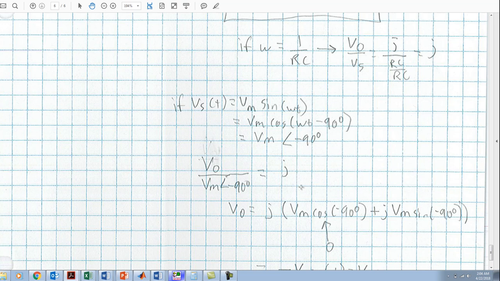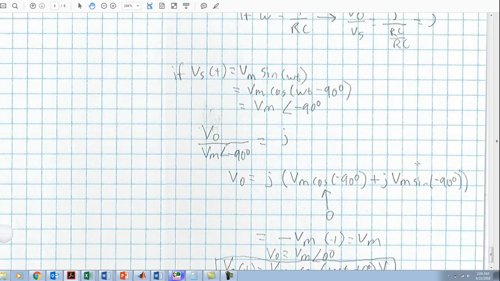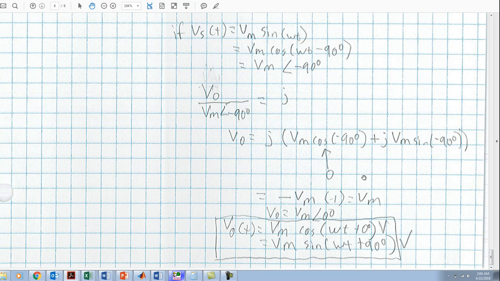And so then if we wanted to find V naught, we just multiply j by the phasor that we had there. And effectively, that is going to change our real and imaginary axes. And so then this becomes just Vm, because cosine of negative 90 is equal to 0. Sine of negative 90 is equal to negative 1. And then what we have inside of here then is just negative j Vm. And then when we multiply that by j, we end up with positive Vm.